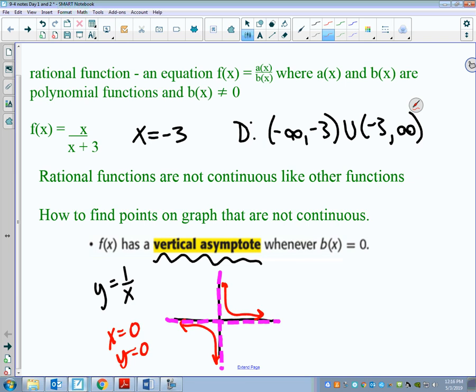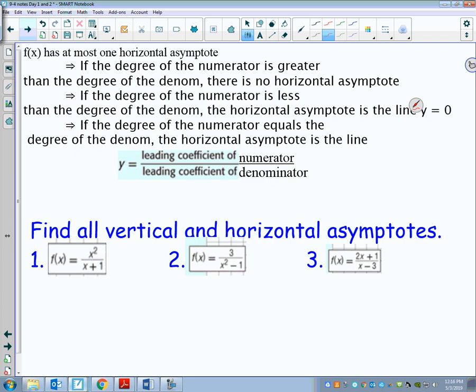And so that means when x gets really, really big, what's happening to y? That's what the horizontal asymptote is. And so for the vertical asymptote, you just set the denominator equal to 0. But for the horizontal asymptote, it's all about the degree of the numerator and the degree of the denominator. And so if you think about it as like a x to the n over b x to the d for numerator and denominator, f of x has at most one horizontal asymptote. If the degree of the numerator is greater than the degree of the denominator, there will be no horizontal asymptote. And remember, degree is the exponent. If the degree of the numerator is less than the degree of the denominator, then it will always be the line y equals 0.